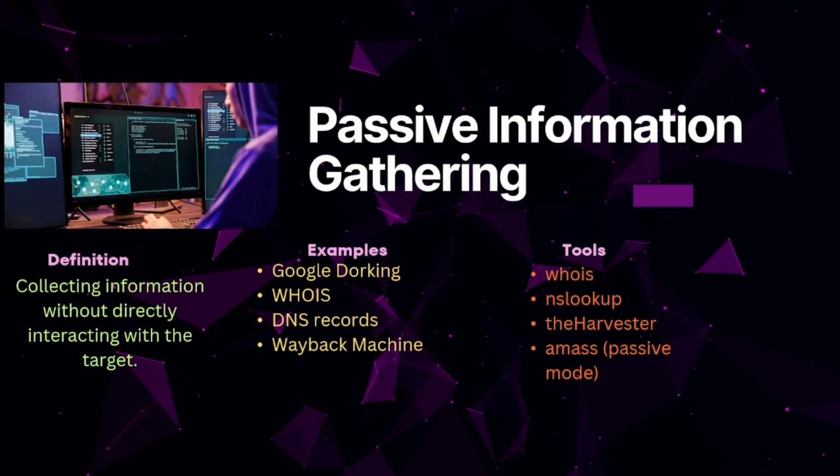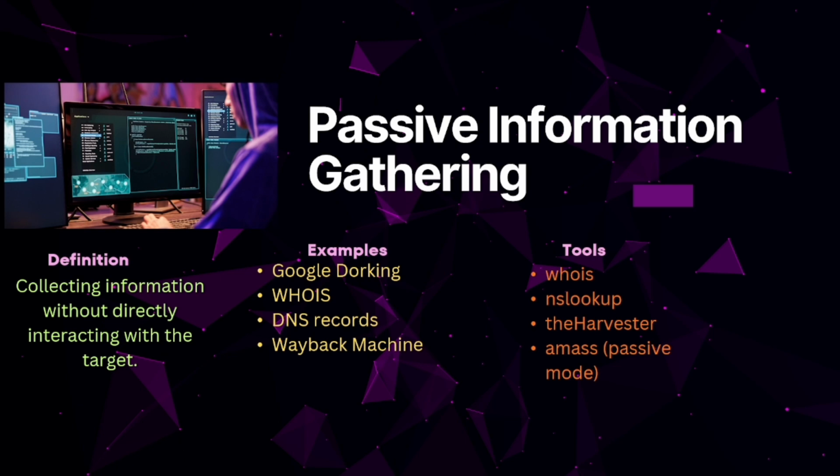Moving forward, passive information gathering. Passive reconnaissance means collecting information without directly interacting with the target infrastructure. In simple terms, the target doesn't know we are gathering information. We rely on public data sources such as whois records, DNS databases, and search engines. This method is commonly used in the early stages of penetration testing and bug bounty hunting because it is stealthy and low risk.